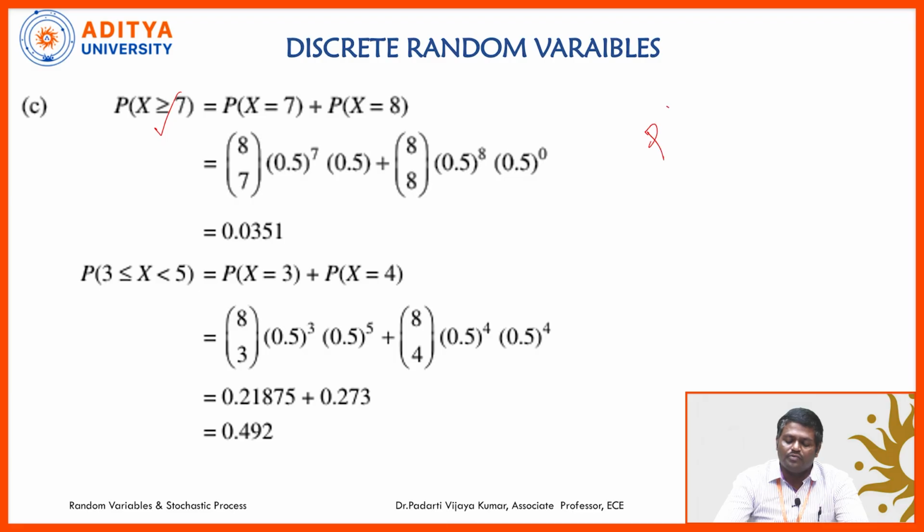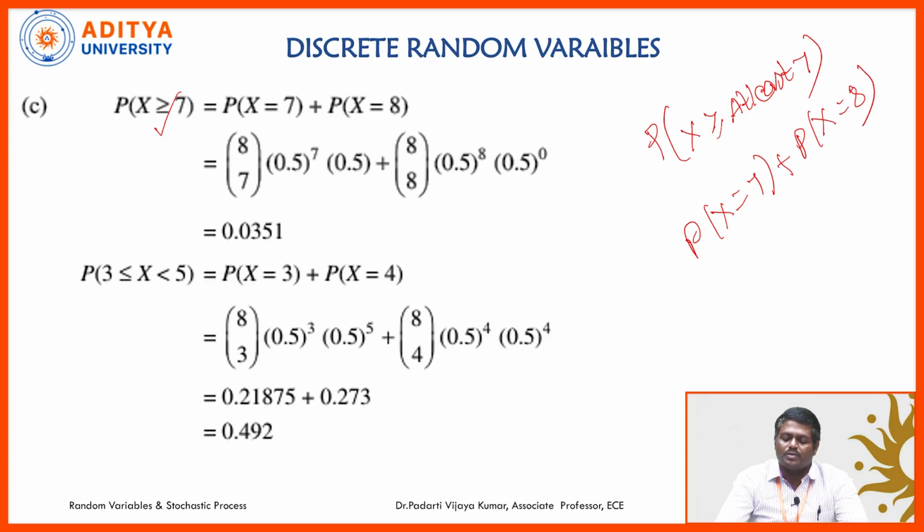Next one, probability of X greater than or equal to 7. This is at least 7, which means the minimum value is 7, and the maximum value is limited by the number of trials. Here the number of trials is 8, so the maximum value will be X equal to 8. Calculating both values and adding, we will get 0.0351.